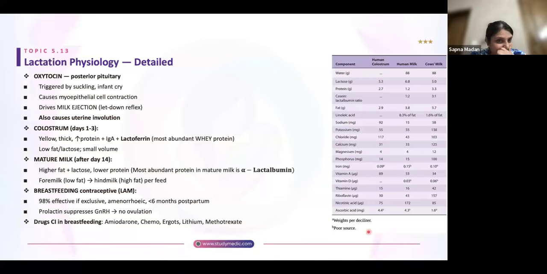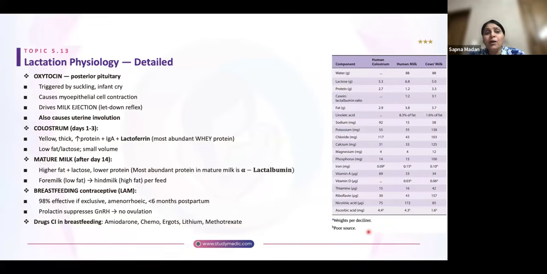Then after 48 to 72 hours, there is mature milk formation, and this milk has higher fat and lactose content. It has lower protein content, and the most abundant protein in mature milk is alpha lactalbumin. Again, another SPA, so please take care of this. Foremilk is low in fat and hind milk is high in fat. Therefore, we always recommend that patients empty the breast so that the foremilk and hind milk benefit reaches the baby.